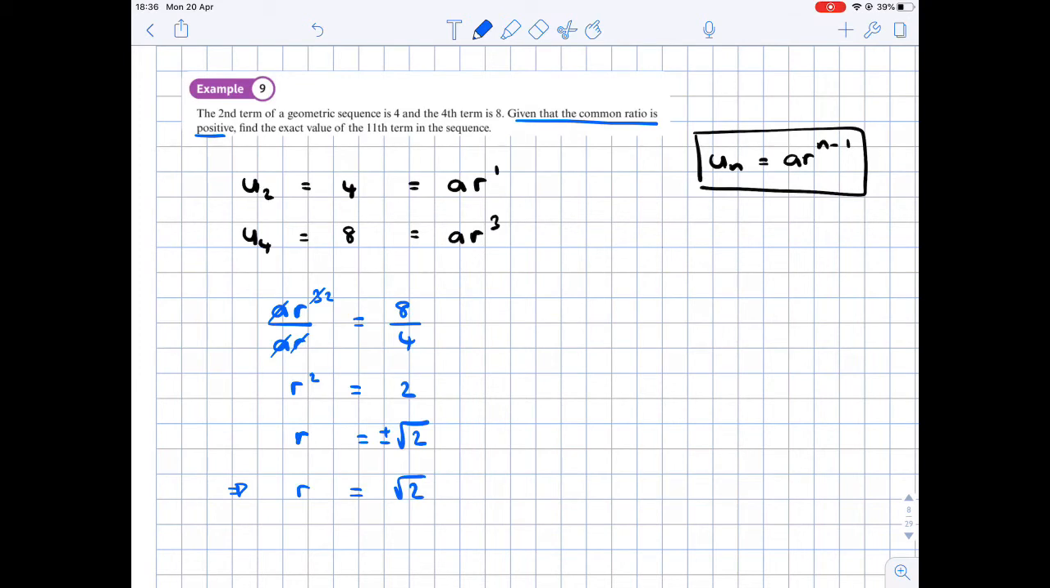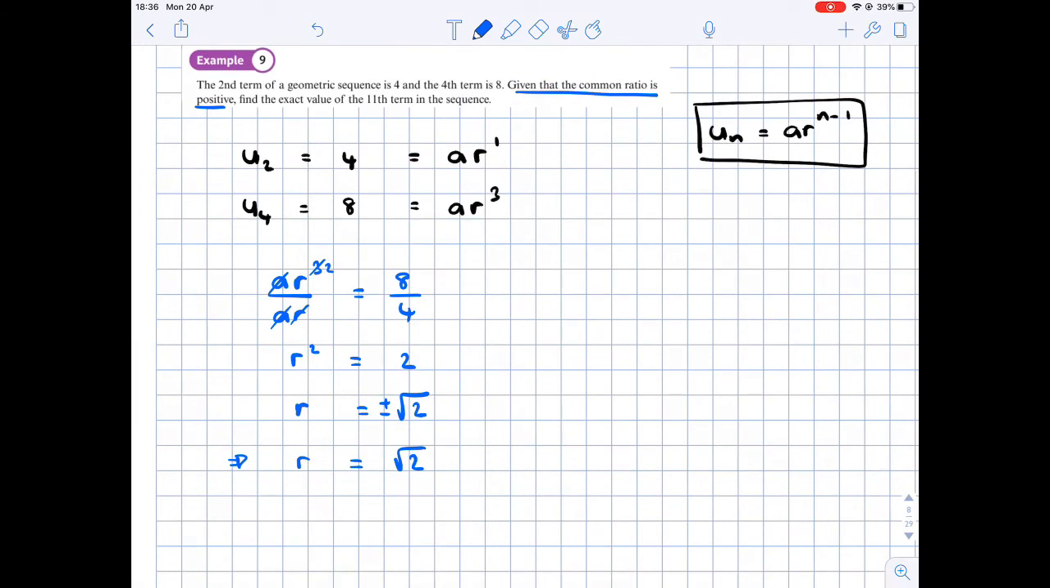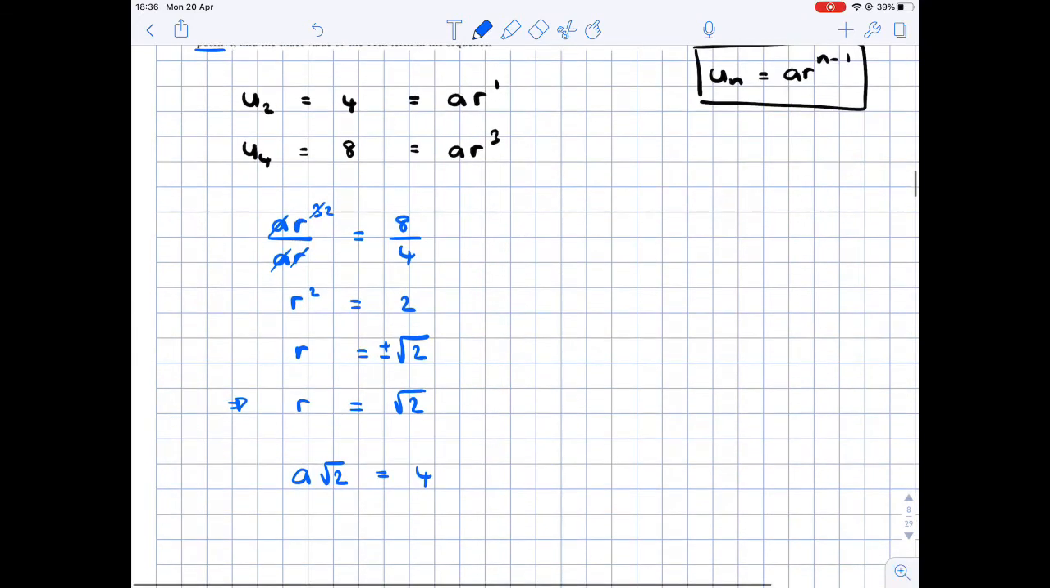Well, if r equals the square root of 2, we can go back to our original equation, i.e. the u2 equals 4 equals ar1, and we could think that a times the square root of 2 is equal to 4. Which then means a is equal to 4 divided by the square root of 2. Which simplifies to 2 root 2.